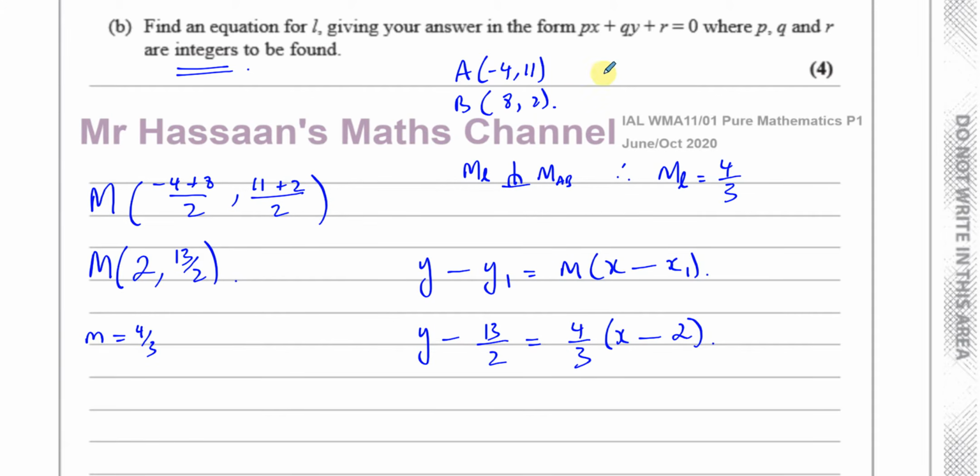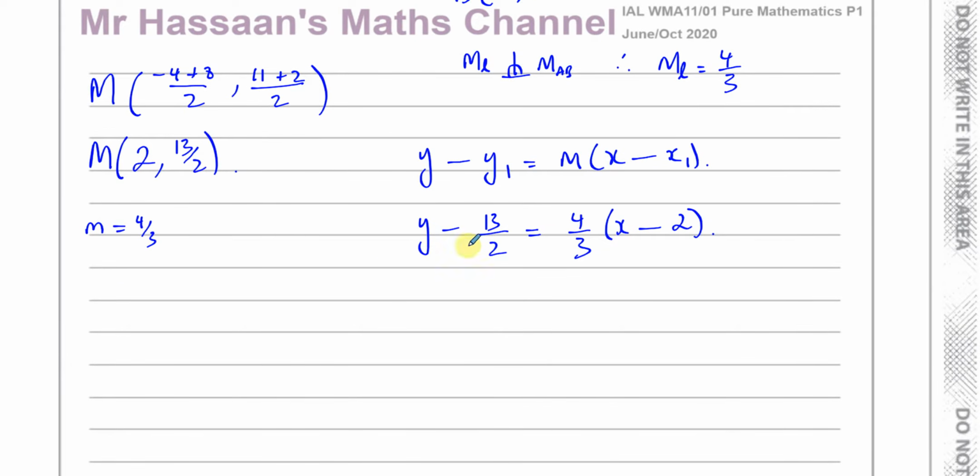Okay, now I want to express this in the form like here, where I need p, q, and r to be integers. So what I'm going to do is I see I've got a fraction on this side with a denominator of 2, a fraction on that side which has a 3. So if I multiply both sides by 6, what's going to happen is I'll get rid of the fractions. So this will be 6y minus, now 6 times 13/2. The 2 and the 6 cancel to give you a 3. 3 times 13 is 39.